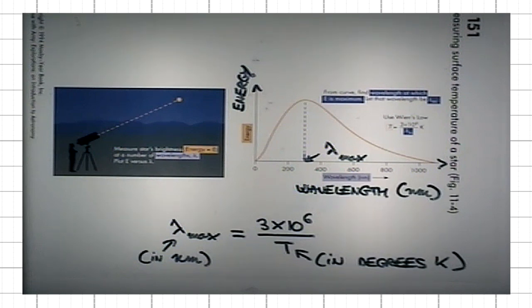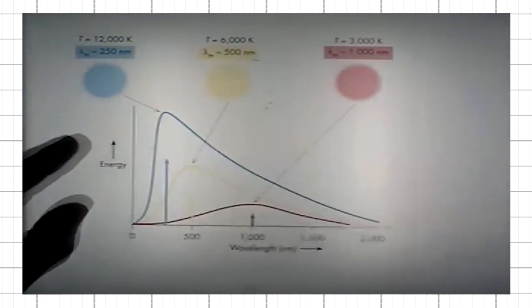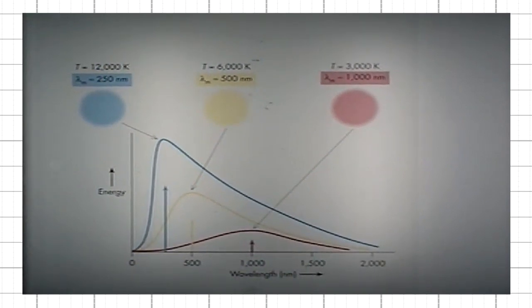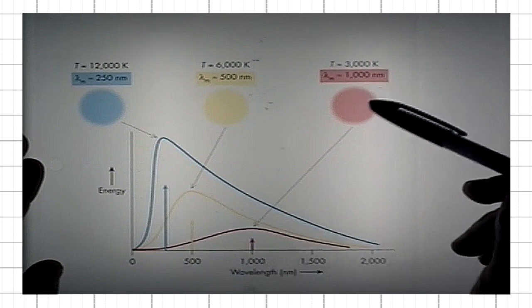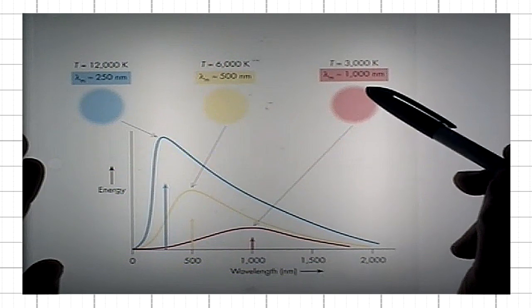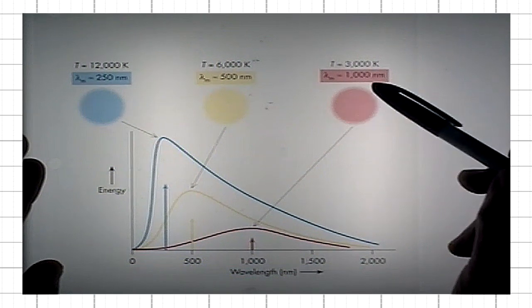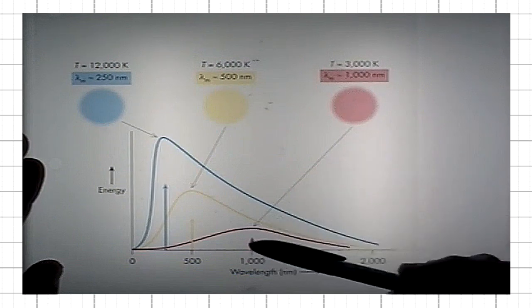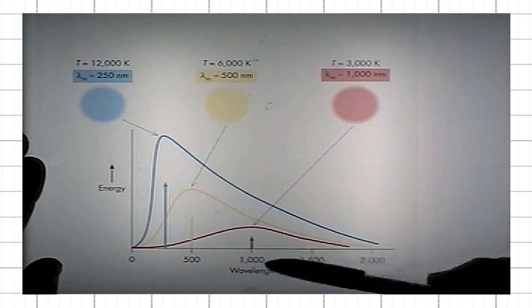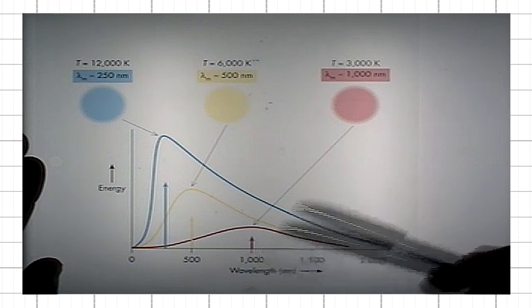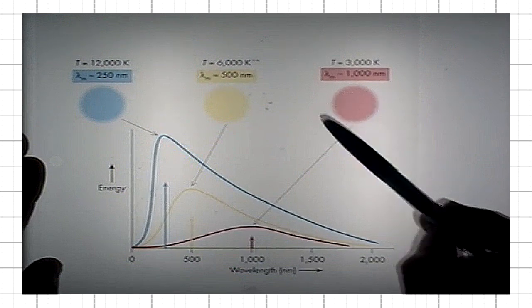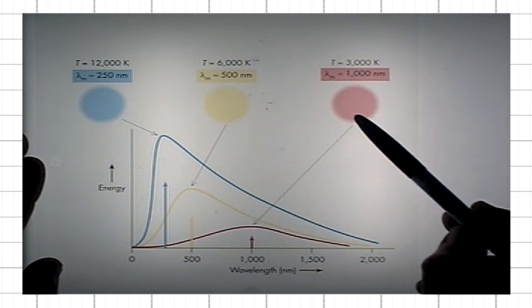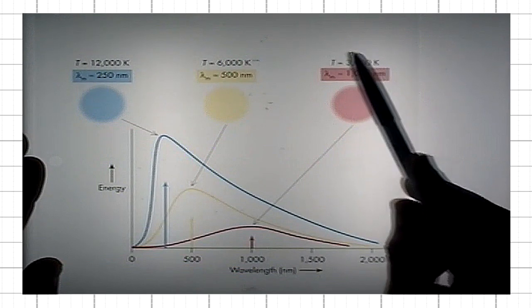Let me just illustrate this with another overhead. How lambda max, the wavelength at which most of the energy is emitted, depends on temperature is illustrated with these three graphs. Here we have a cool star, and it turns out that the temperature relates to the color as well. Here we get the maximum in energy at a wavelength of about 1,000 nanometers. That corresponds to the red part of the spectrum, slightly longer than 700 nanometers, right? So cool stars appear to be red.